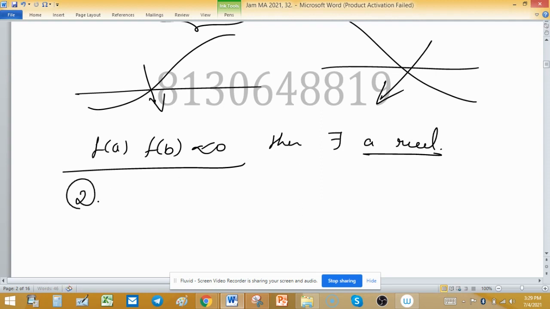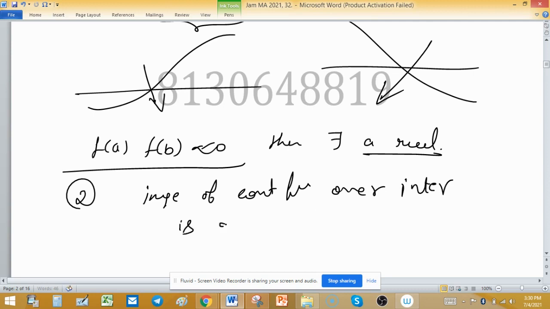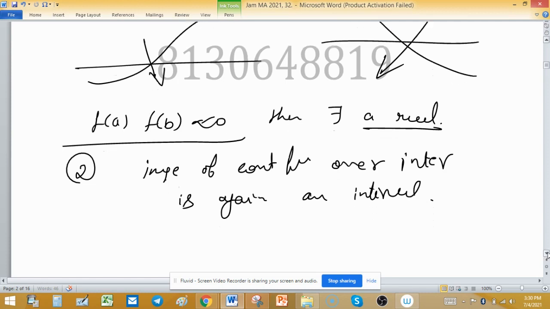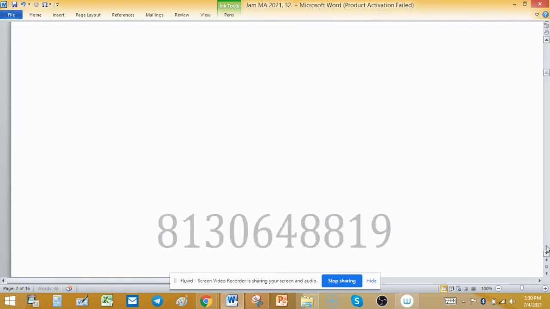And the second thing is about the image. The image of a continuous function over an interval is itself an interval. This is the second corollary you can study here. So as you can see, at a and b, these are the two points we normally use in the intermediate value theorem.